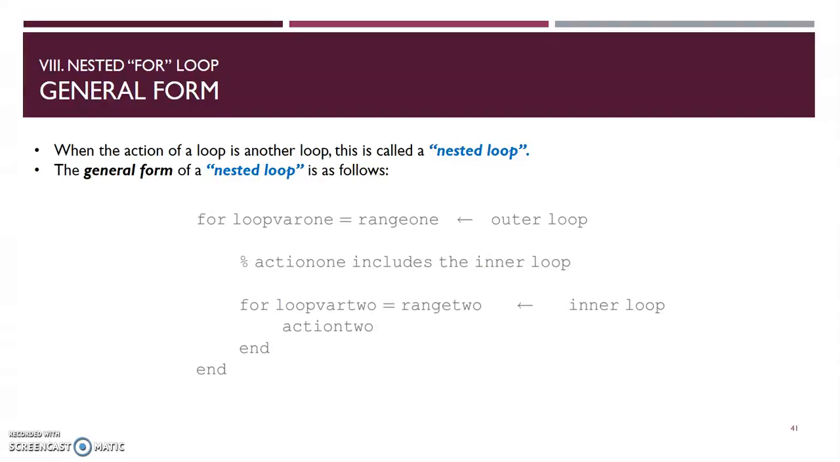Similar to what we saw in the if-else statement, we can have nested for loops. The idea is the same, as shown here in the general form. It is a for loop within another for loop. Now, how is a nested loop useful? Let's see an example here.